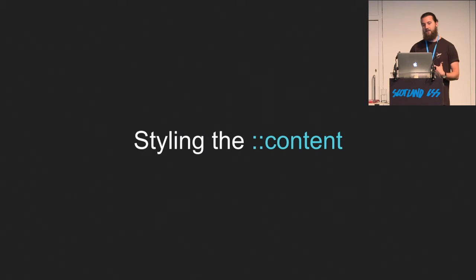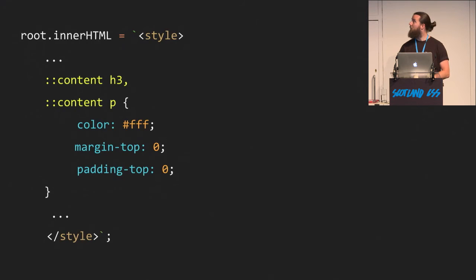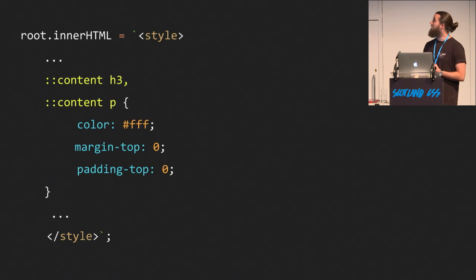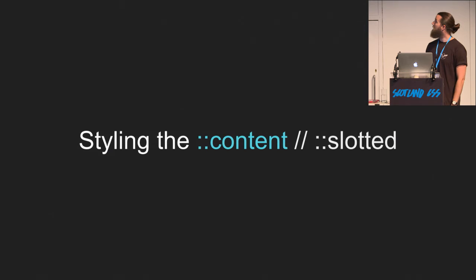But how about actually styling the content? This is the information that the user, the consumer of your component, provided to you. And this would be done using, for now, the content pseudo element, which works much the same way. So you would target content h3 and content p. And this would be just the heading and the paragraph that the consumer was writing. Again, I just deliberately use the base selectors.